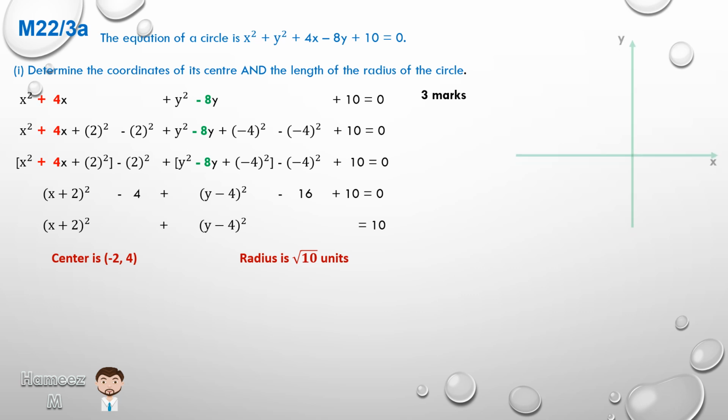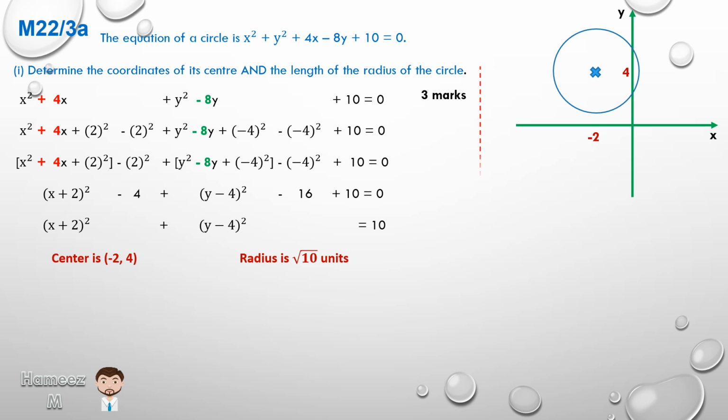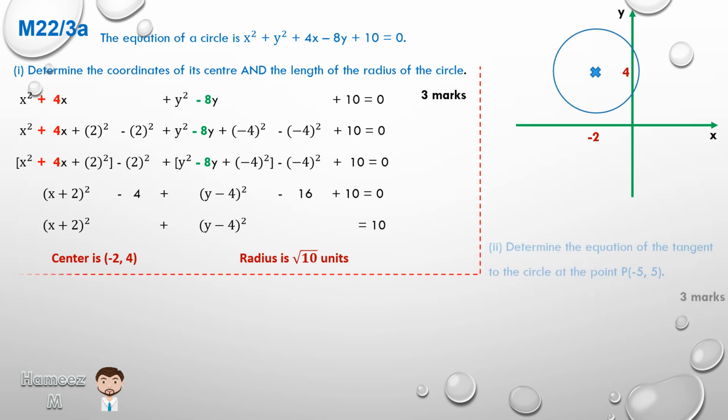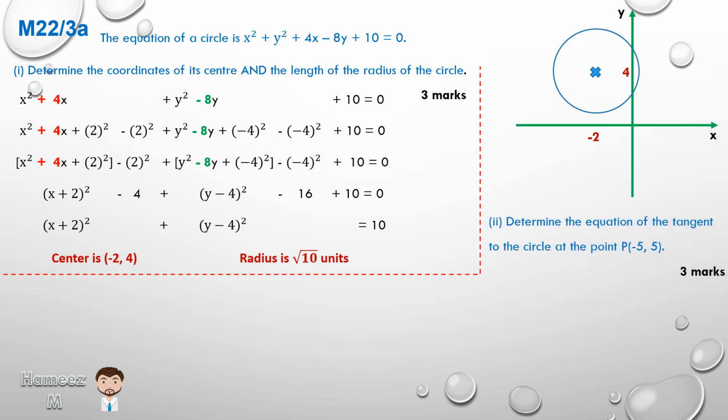So we can bring up a sketch showing the center as minus 2, 4 and a circle approximately with a radius of square root of 10. Part 2. Determine the equation of the tangent to the circle at the point P, minus 5, 5. If we bring up that point, we can see it's a little bit to the left and upwards.